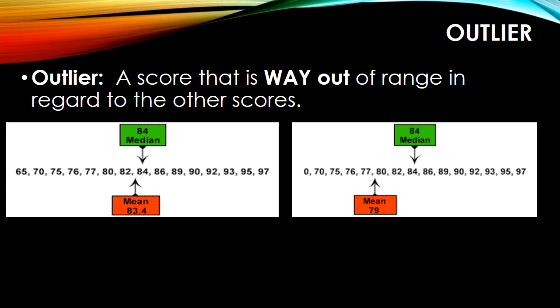One more value that we need to know is called the outlier. The outlier is a score that is way out of range in regard to other scores. That means we're looking for an odd value that doesn't belong with most of the values in a data set.